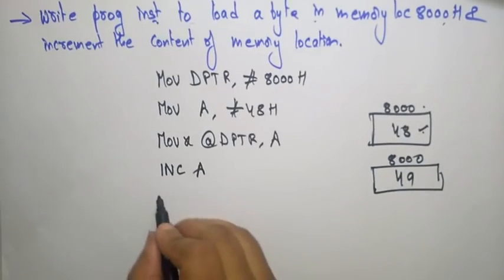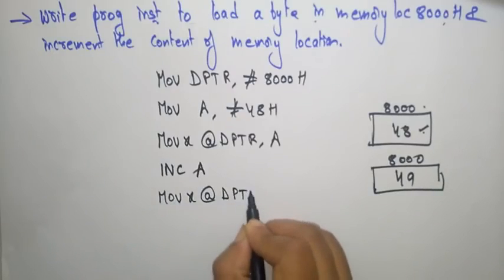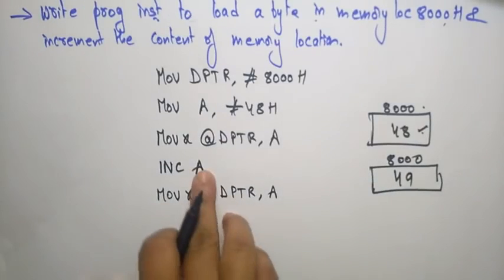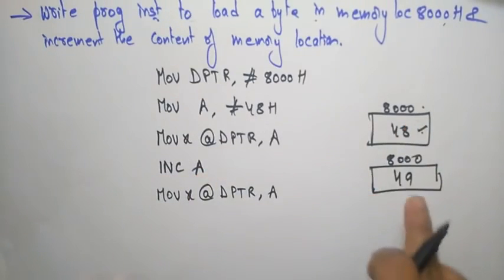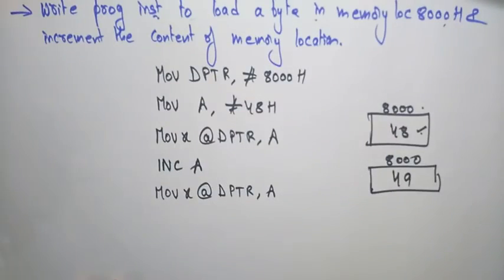INC A. Next MOVX @DPTR, comma, A. So now whenever I increment A, this 48 is replaced with 49. So load 49, that is the content of the accumulator, into external memory location 8000. So in that 8000 the 48 is replaced with the 49.